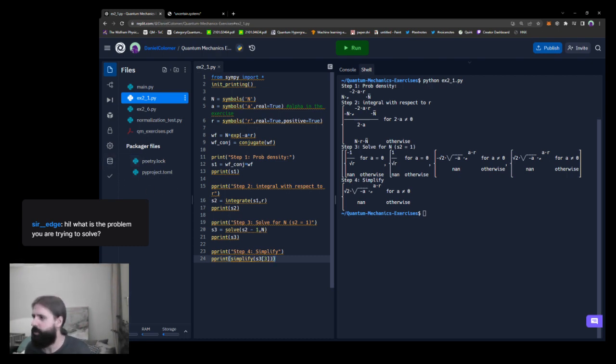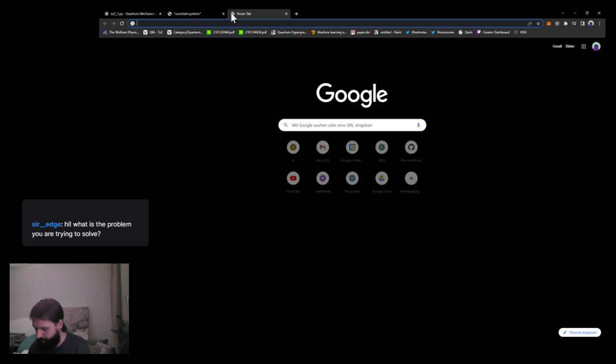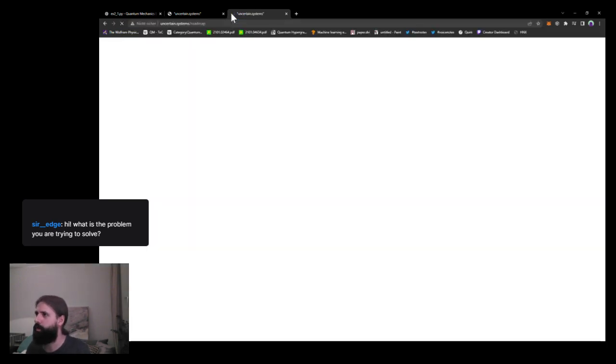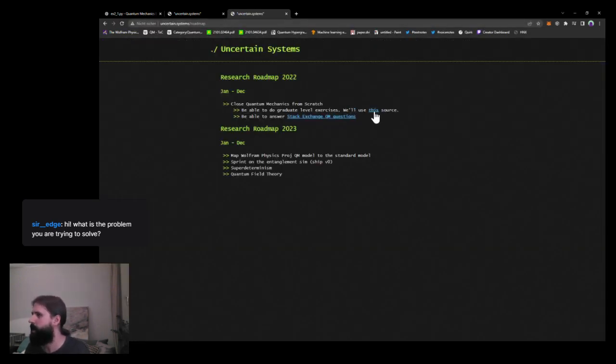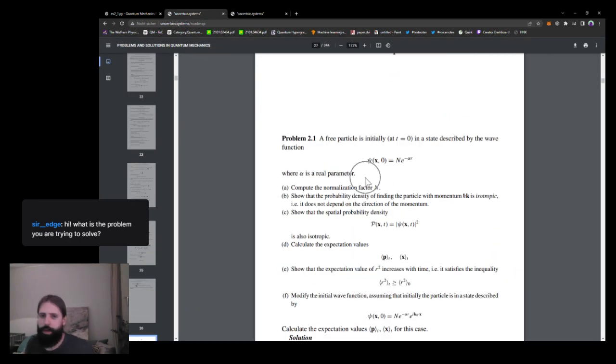Sir Edge. Hi, Sir Edge. I'm basically following this stuff in here from this document. By the way, if you go to uncertain.system/roadmap, I linked the actual file in here, and it's basically this PDF. And so what I'm doing is problem 2.1.